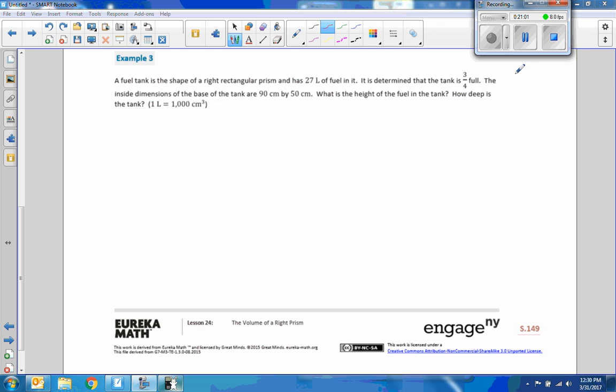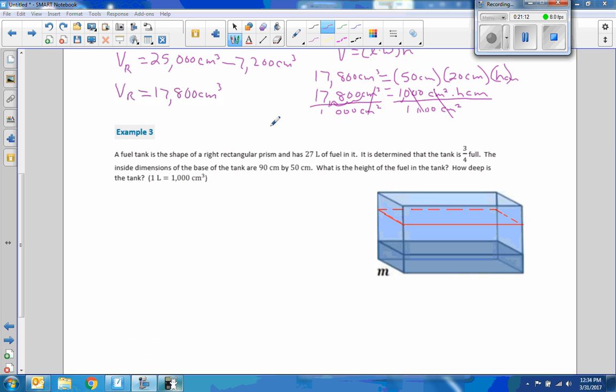Okay, I'm going to draw a diagram, but rather than have you painfully watch me do this with a straight edge, I will pause the video here. Okay, so here's my diagram. I just stole it from the problem up above, so ignore this water down here. This red line would be the surface of the fuel that is 3/4 of the way up the side. This is our new surface right here, okay?